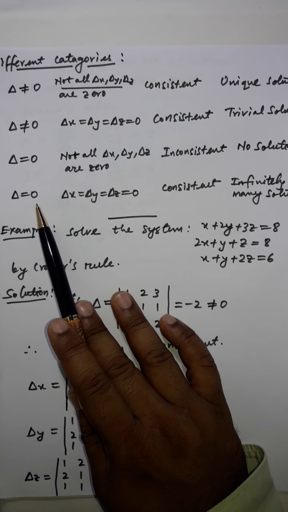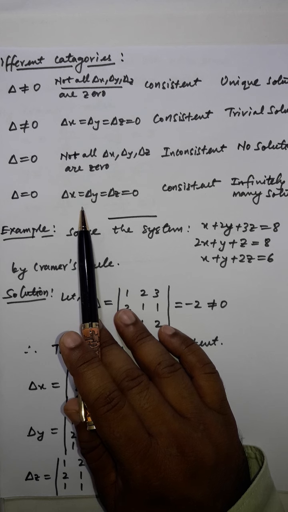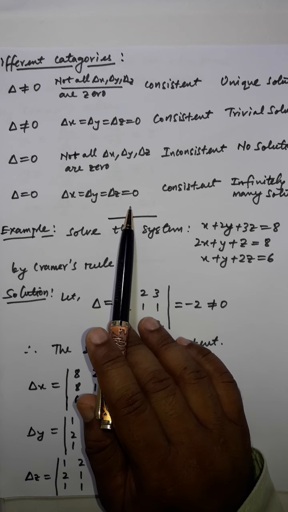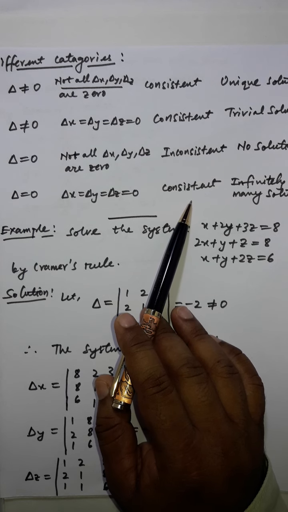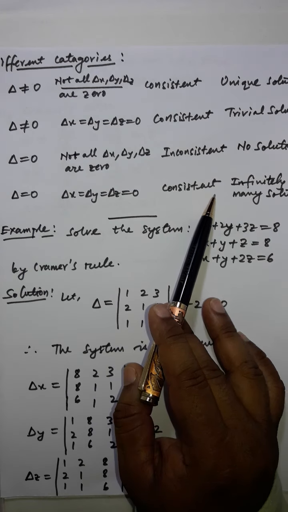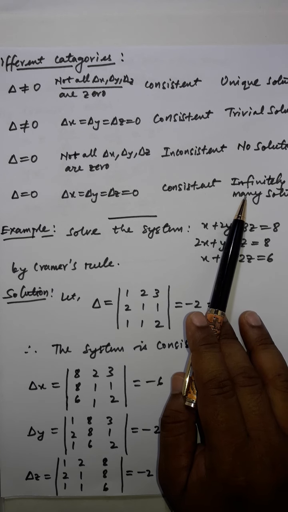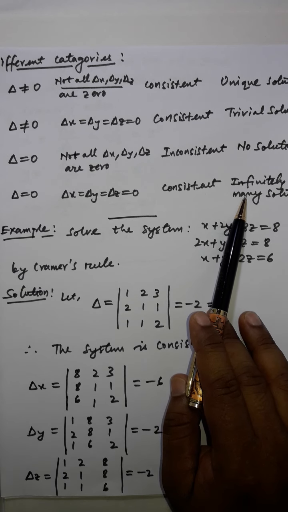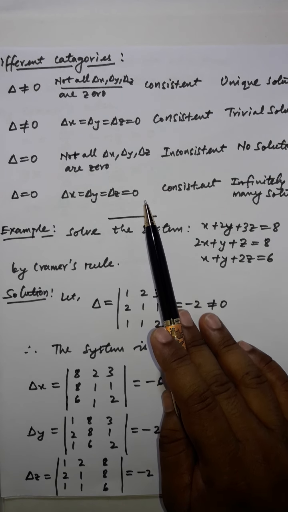The fourth category says that if del is 0 and simultaneously del x, del y, del z are all also 0, then also you will get a system which is consistent. That means you will get a solution here, but the nature of the solution is infinitely many solutions. That means you will get infinitely many sets of values of x, y, z which will satisfy this system together.